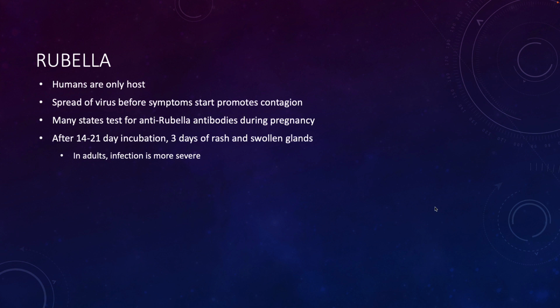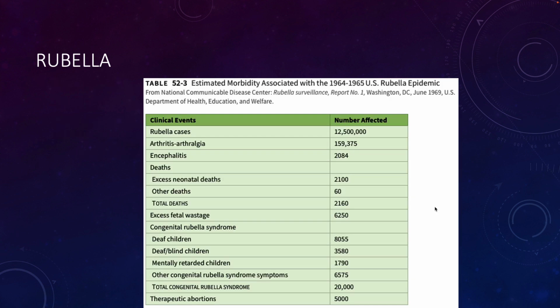In a non-pregnant individual, what you would generally see is a 2 to 3 week incubation period, and then a very brief period, 3 days or so, of a rash and swollen glands. In an adult, the infection can be more severe than in a child, generally because there is a more robust immune response. But again, we're not really talking about fatal infections even in an adult. So what we're worried about, again, is our neonates.